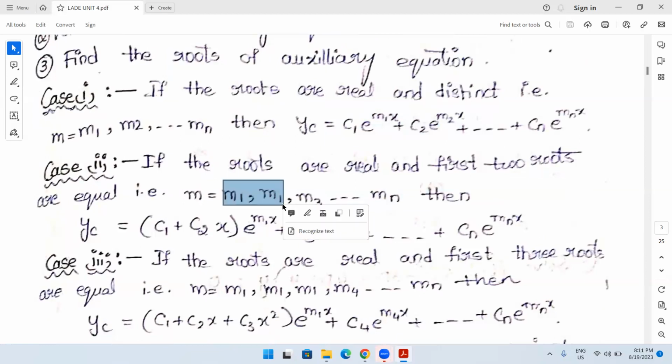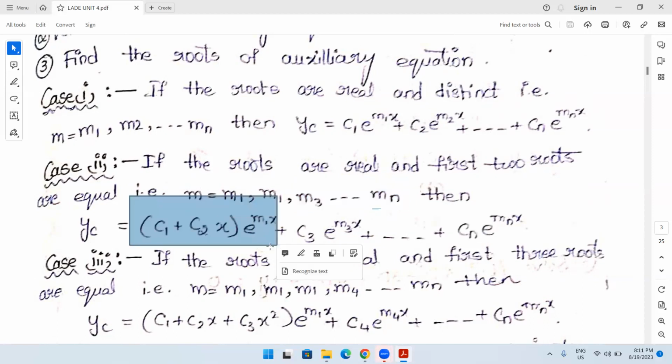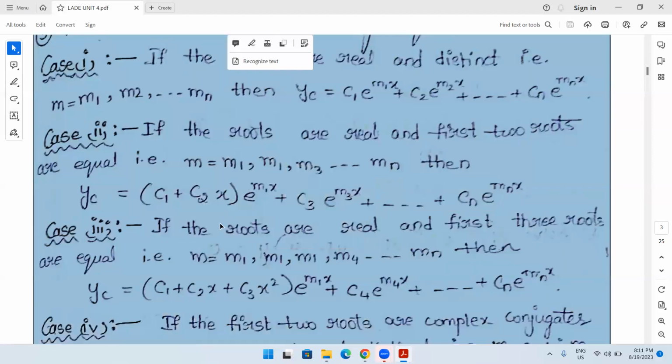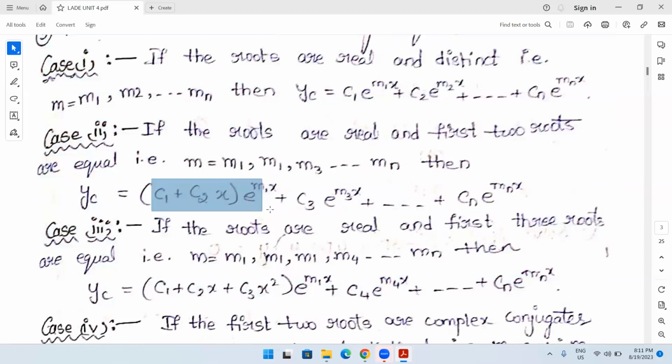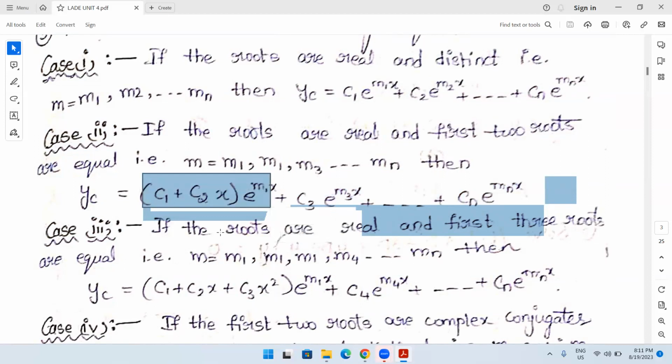So the first case is real and distinct, all different roots. In the second case, the first two roots are equal, that is m2 is nothing but m1. That is, the first two roots are m1, m1, and m3 onwards real and distinct. So we consider only the first two terms. If the two roots are equal, we write c1 plus c2x into e power m1x. The third root onwards is the same as usual in the previous case: c3 e power m3x plus and so on cn e power mnx. If two roots are equal, we write in the form of c1 plus c2x into e power the equal root, that is m1x.